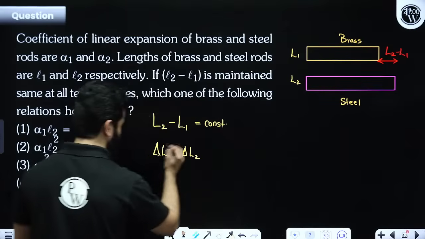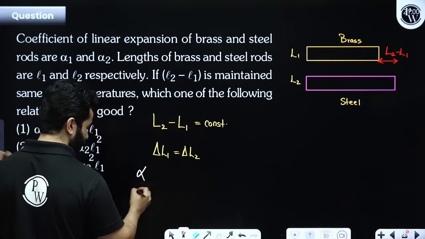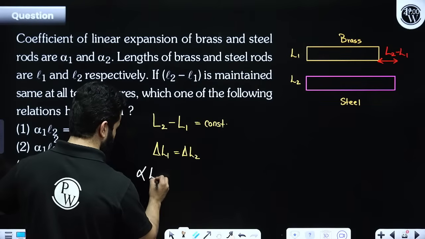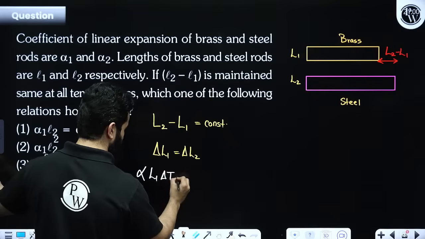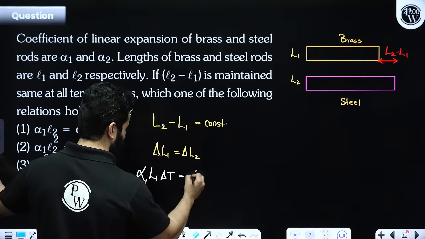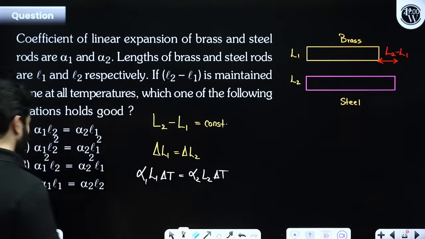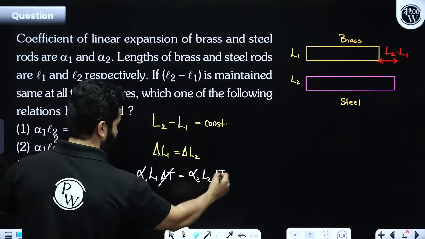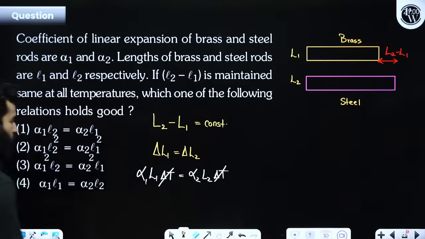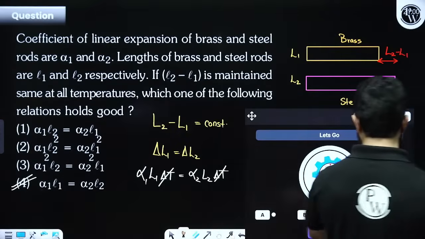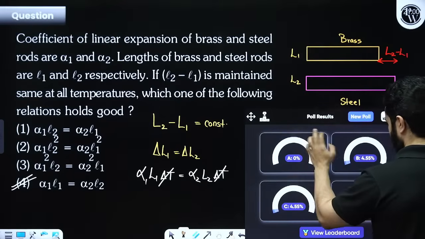And delta L can be written as alpha into L1 into delta T is equal to alpha 2 into L2 into delta T. So delta T and delta T will get cancelled out, and alpha 1 L1 is equal to alpha 2 L2. This will be the answer. Very easy, but please understand the concept.